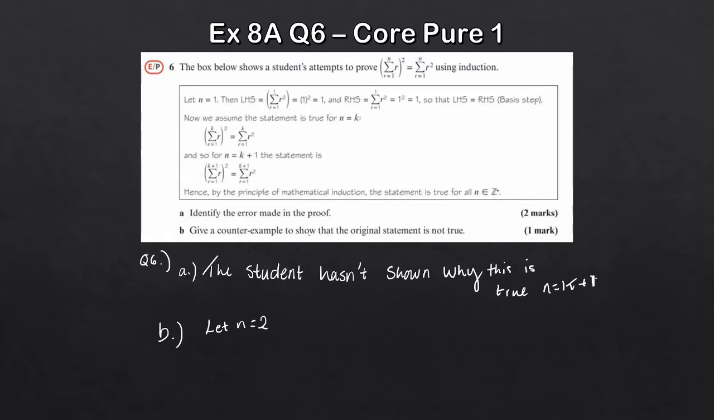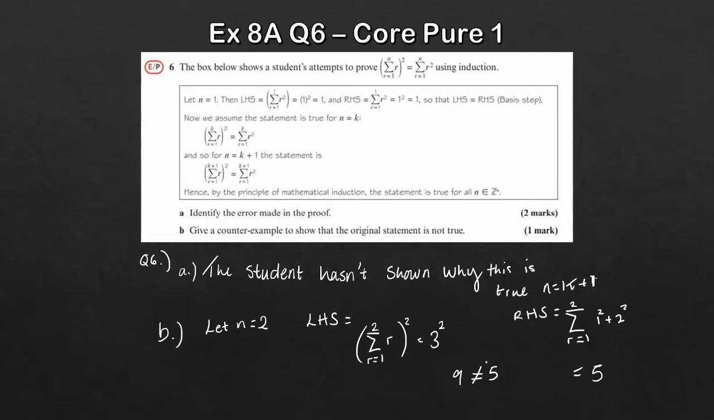So if I let n equal 2, for example, well then the left hand side, what would that give us? Well, that's going to give us the summation from r equals 1 to 2 of r squared, all squared. Okay, well what would that give us? So that's 1 plus 2 and then square it, so that's 3 squared. The right hand side, what would I get from this? So this is the summation from r equals 1 to 2 of r squared, which is 1 squared plus 2 squared. Well, what would that give us? So that's going to be 1 plus 4, so that's 5. Well, 9 is clearly not equal to 5. So n equals 2 is just a really easy example you could give.